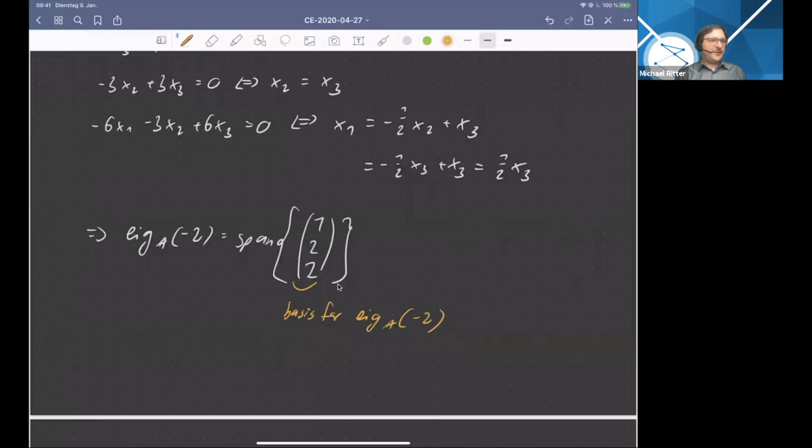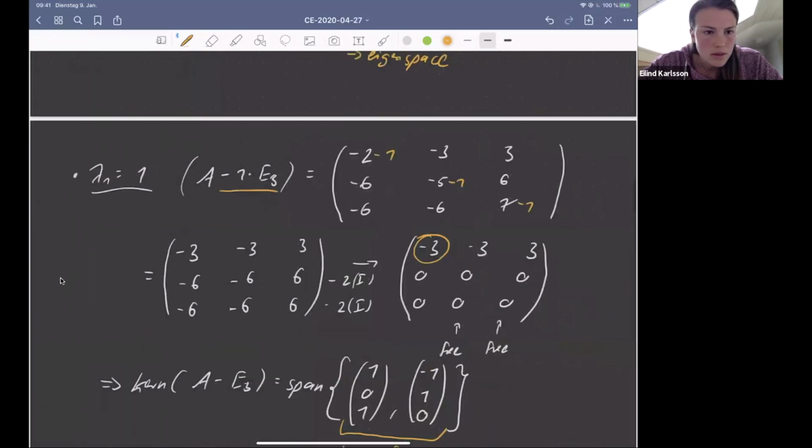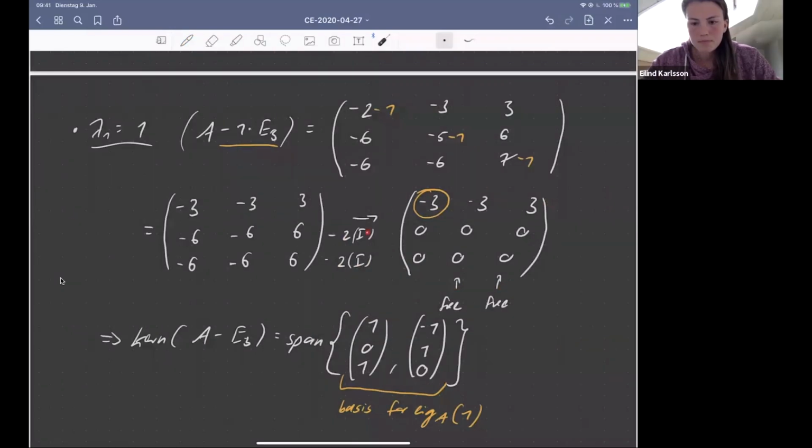Okay, so that's how you determine eigenspaces. What questions are there? Now there are a couple of questions. For the already at lambda 1, someone asked, why is the rank of the matrix 1? Why is the rank of that matrix 1? Well, if you have a look at this last matrix here, I hope you can see my pointer, can you?